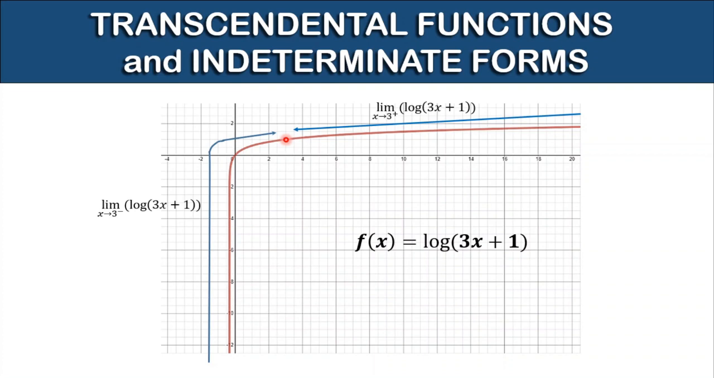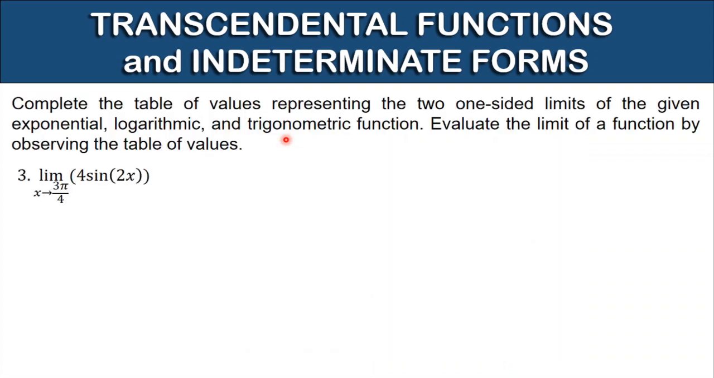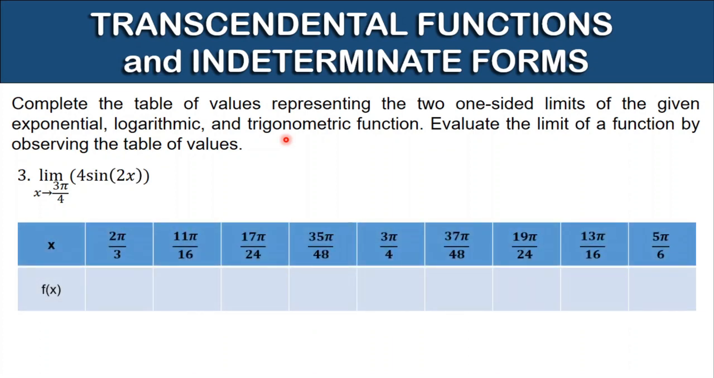Let's answer the third problem. Evaluate the limit of 4 sine of 2x as x approaches 3 pi over 4. So here let's set the values for x. As you can see here is 3 pi over 4, and in unit circle, this is equivalent to 135 degrees.